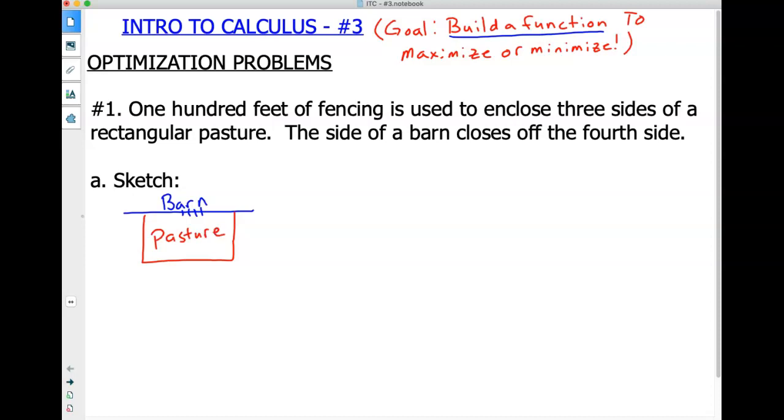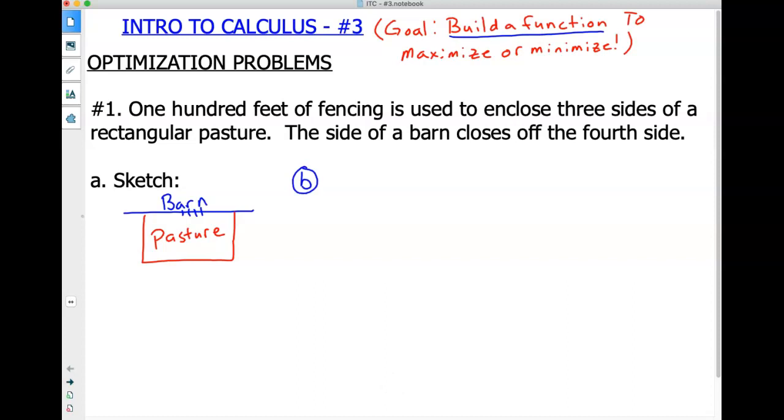What we will be doing in the end of this problem is maximizing the area of our pasture for the cows to frolic in. So that was part A. We just had to make a sketch. Now, these might seem obvious to you. That's okay. But what they're doing is helping others go through the thought process of how they are going to build the function.